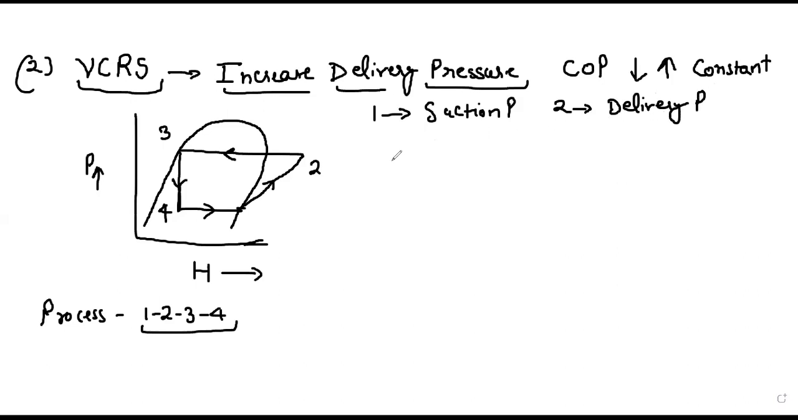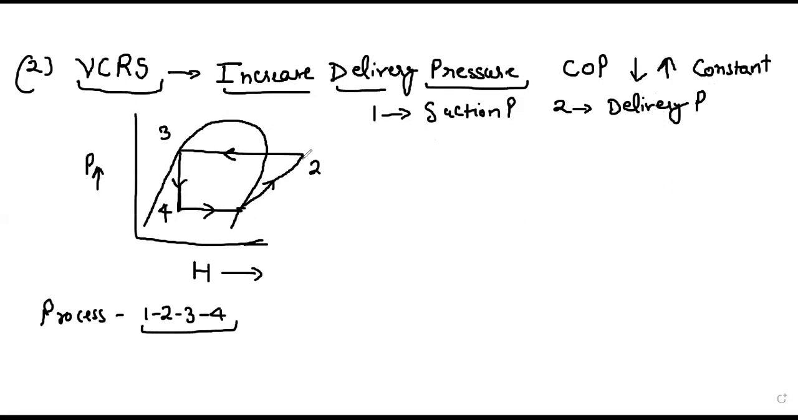Sir, in the condenser? Yes, no, it is in the compressor only. 1 to 2 is isentropic compression. So the pressure at which it enters into the compressor is called suction pressure. And after the compression, when it comes out from it, that is called delivery pressure. Clear? Okay. So if we increase the delivery pressure, it means he is basically talking about the value of 2.